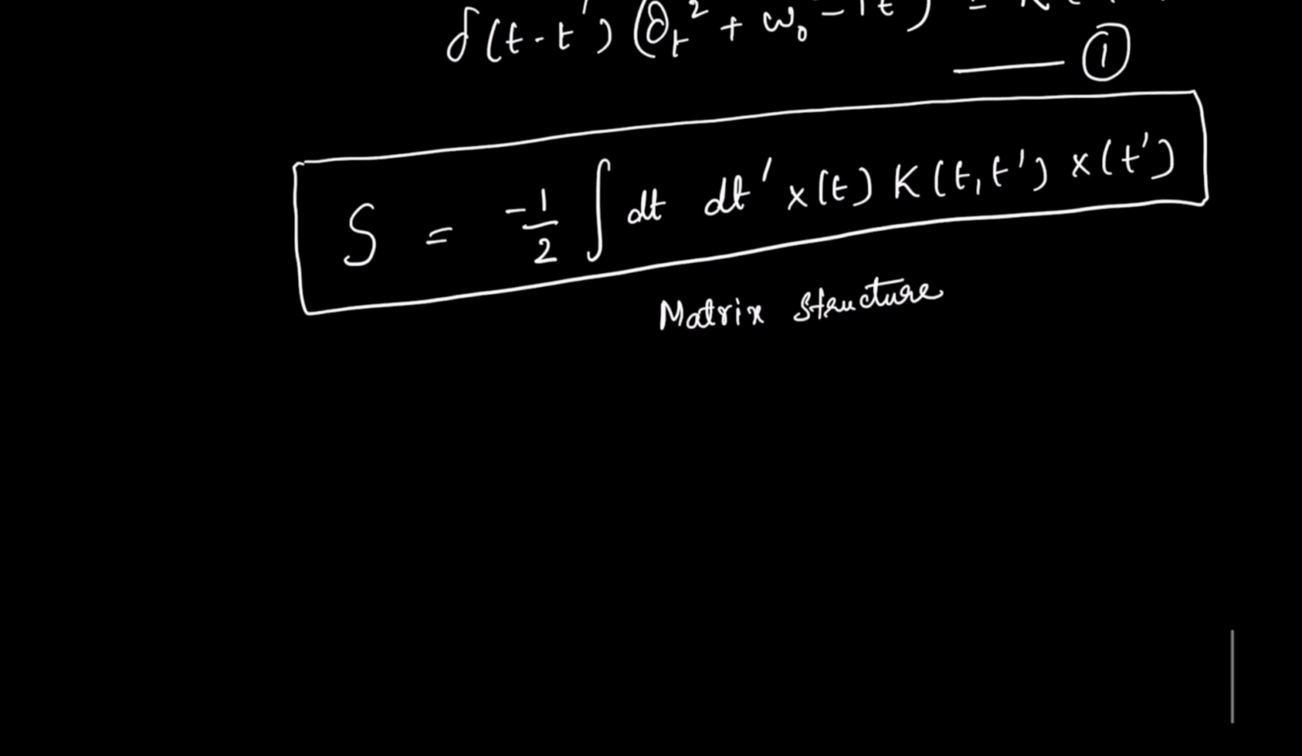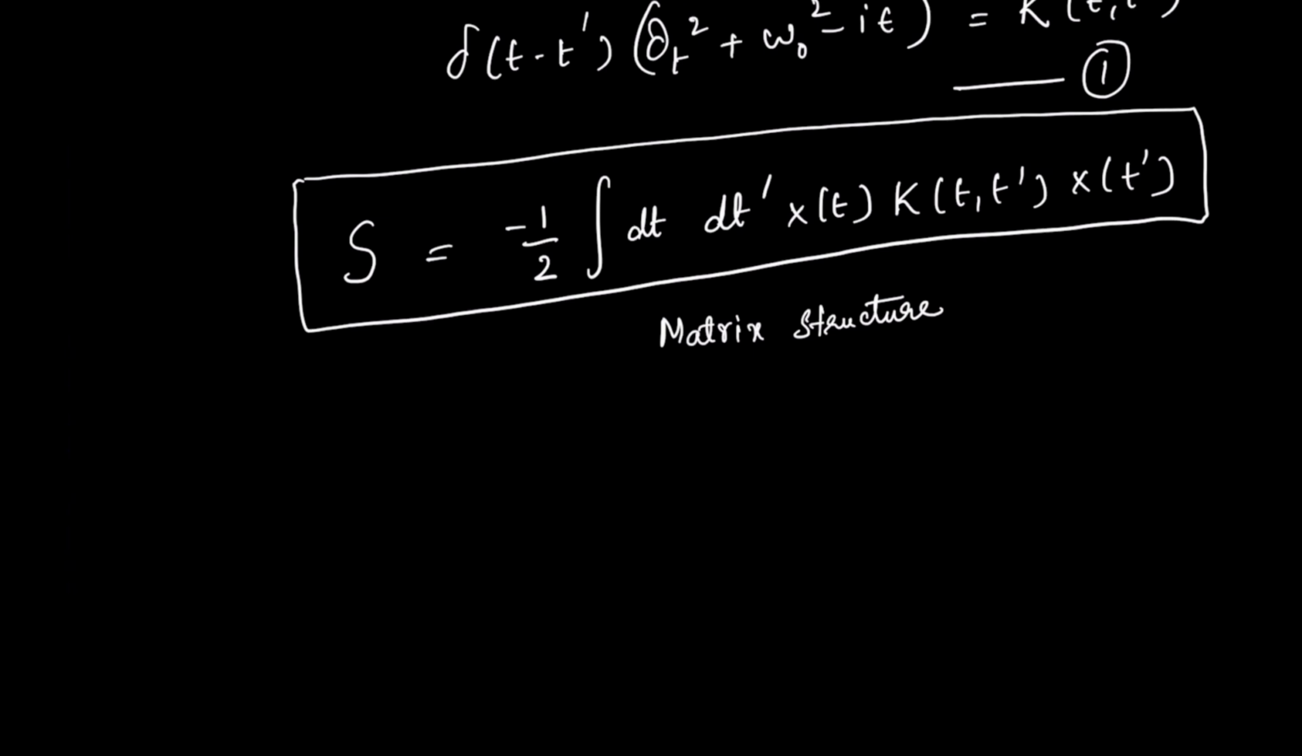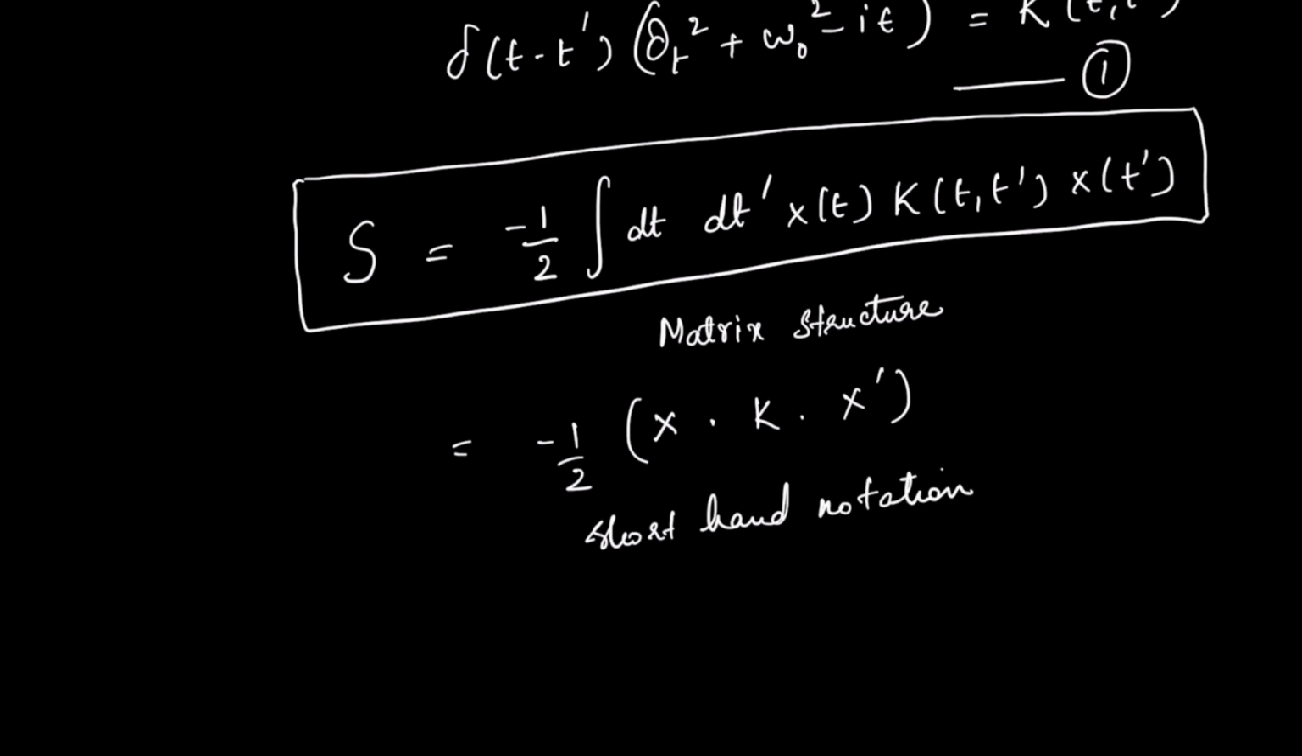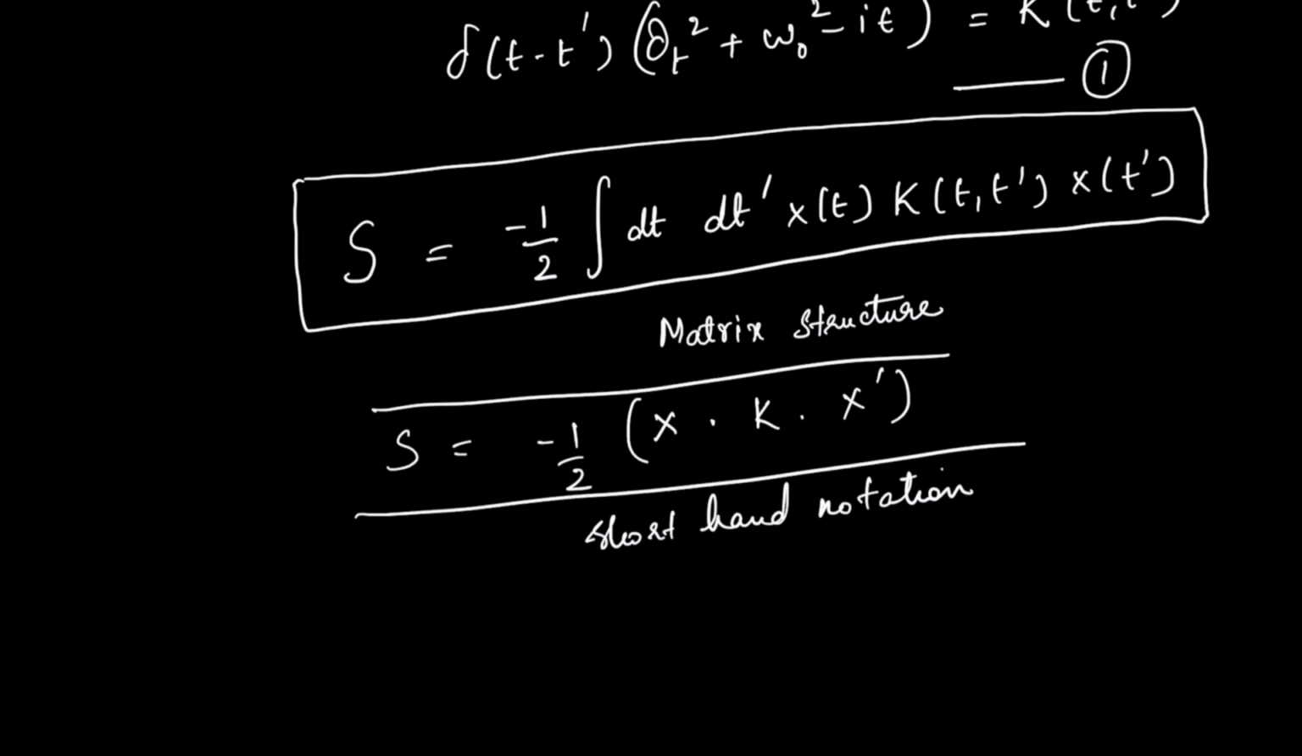So in shorthand notation, I can always write this as minus half x k x prime. This is the shorthand notation. If I write something like this, it means there is an integration like this. So x k x of t prime, and there is an integration with respect to dt and dt prime.